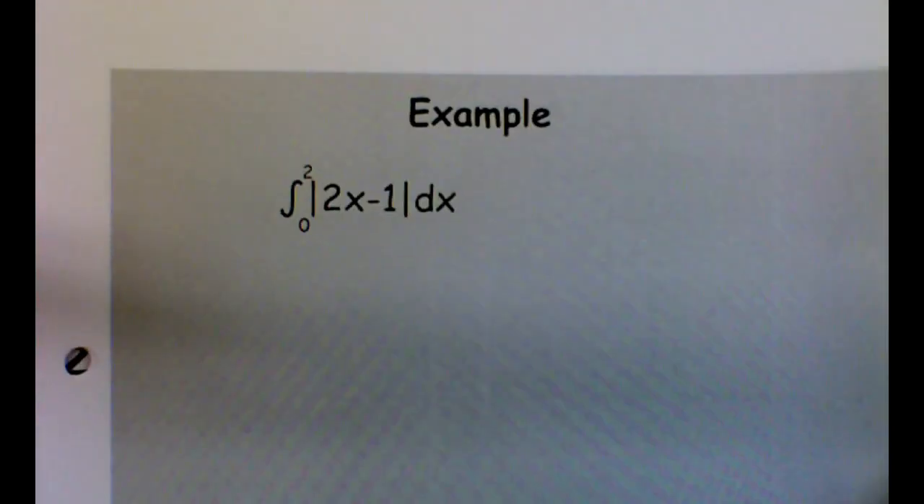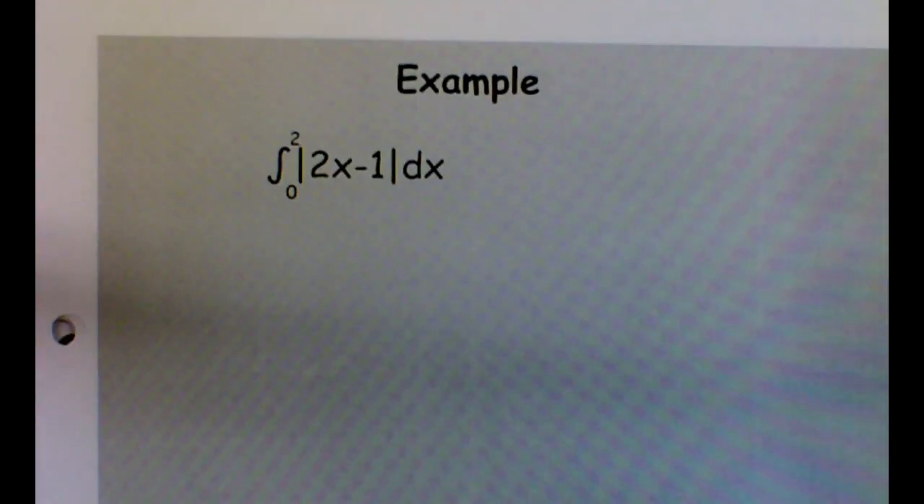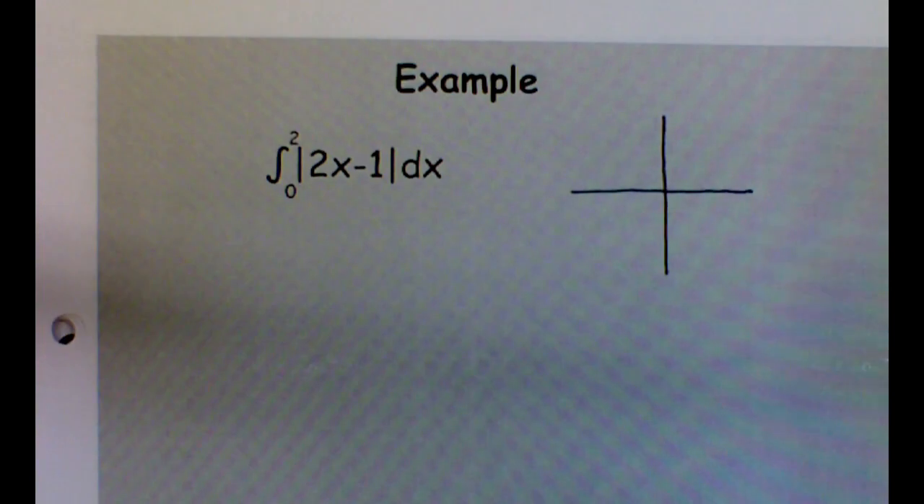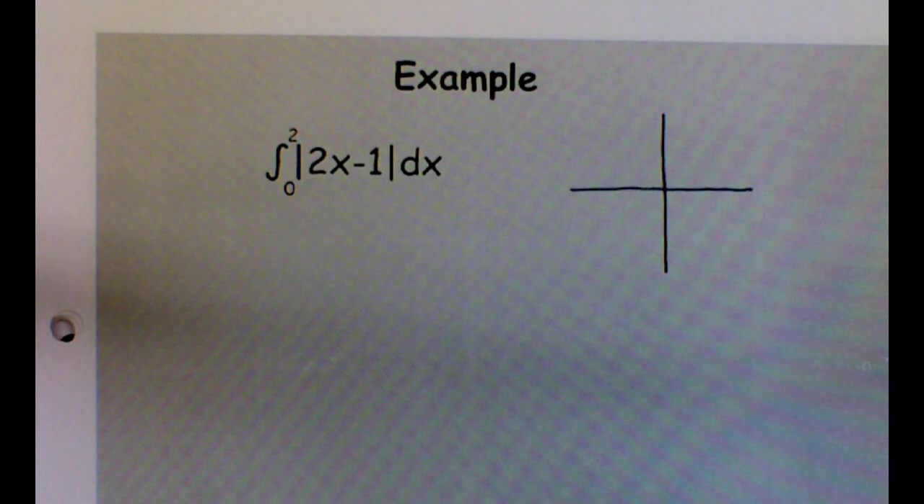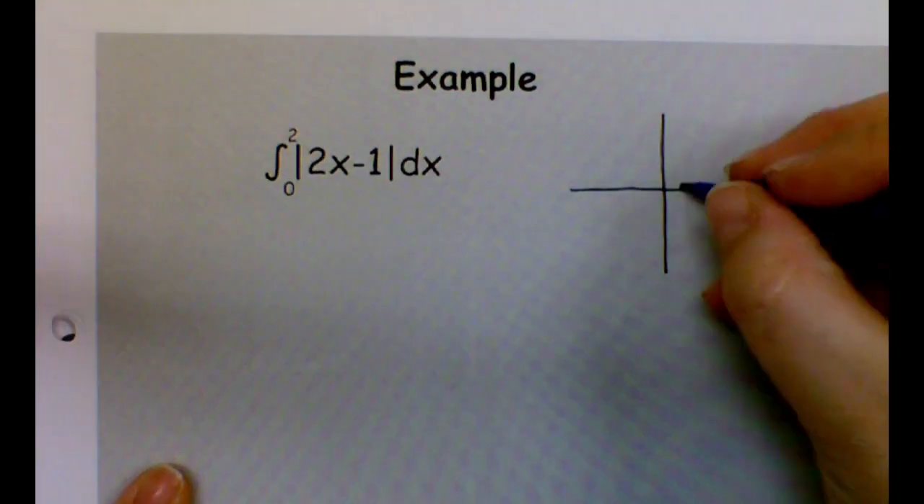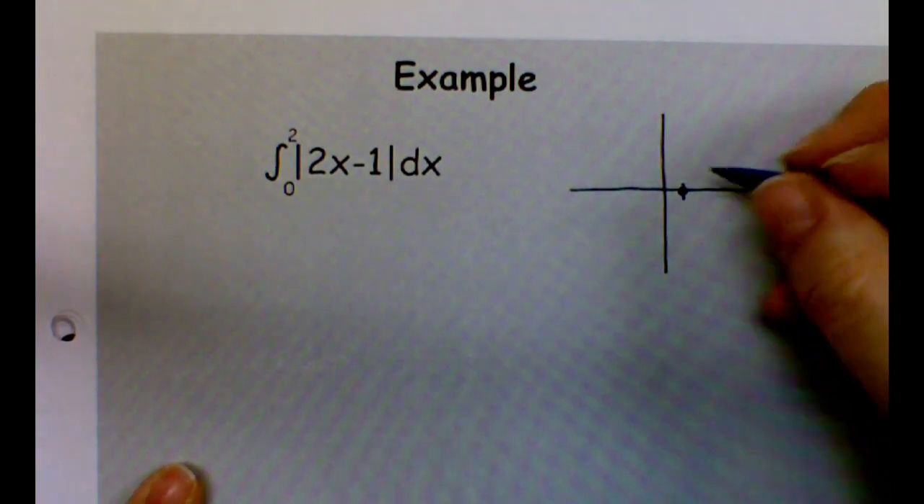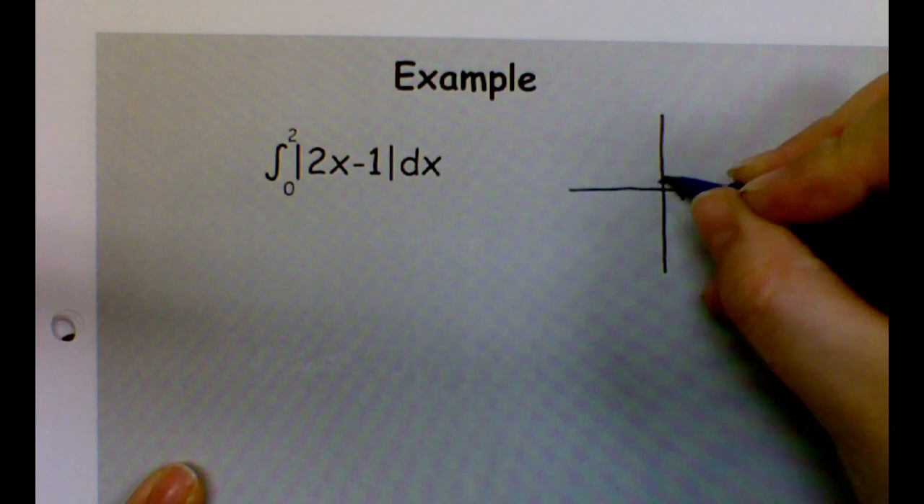So now we're going to look at an absolute value problem. When it comes to an absolute value problem, it helps to think about the graph. The graph of the absolute value of 2x minus 1. Well, an absolute value graph is usually, or always, a V. We shift it 1 to the right, so our vertex is at (1, 0). The slope of each side is 2, or negative 2.